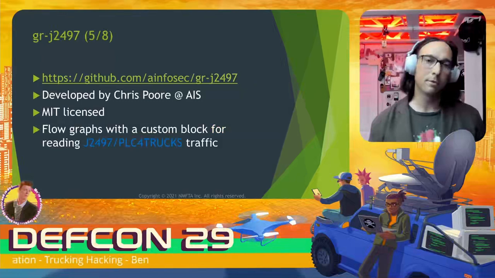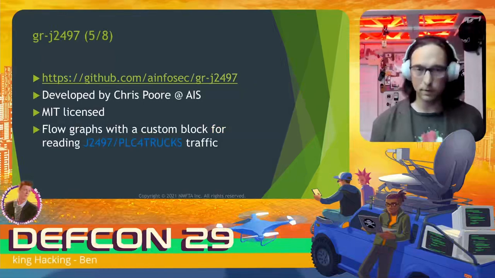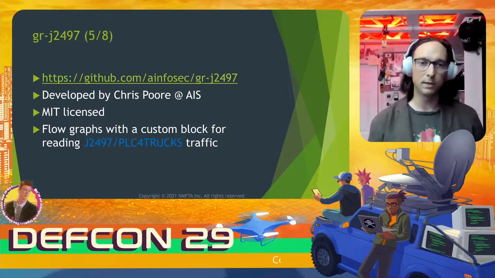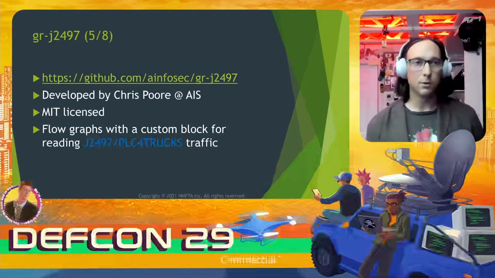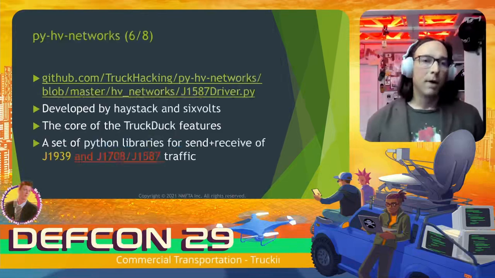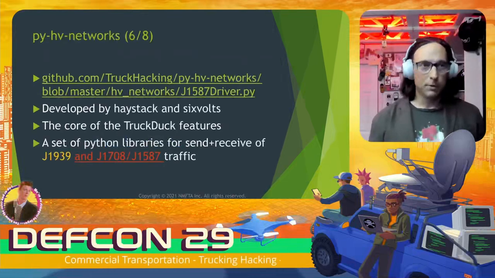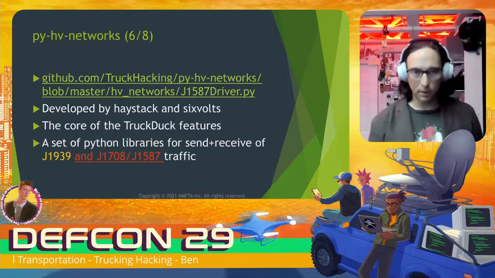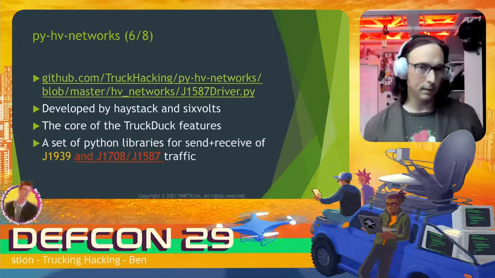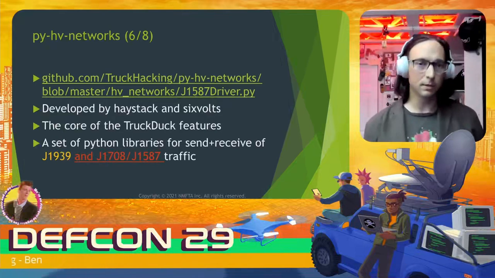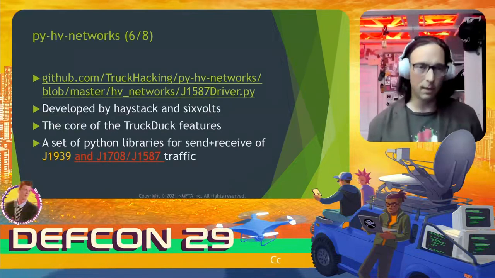J2497 receiver by Chris Poor at AIS. This is freely licensed if you want to use it. It has GNU Radio flowgraphs and custom blocks and it will let you read J2497 traffic if you have an SDR. PyHV Networks is pretty much the only way to send J1708 and J1587 traffic using open source software. It works only on the TruckDevil at this point anyways. So if you need to send J1708, J1587 traffic, you're gonna wanna head to this.